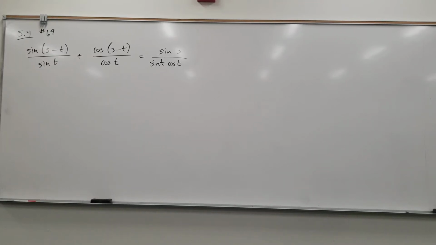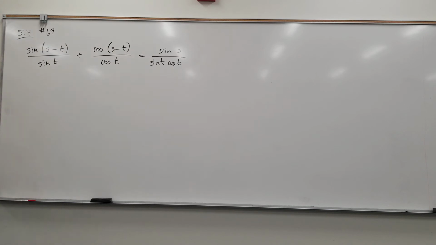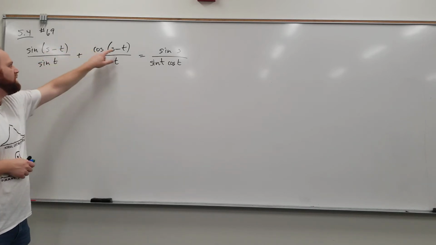5.4, number 69. So here's the identity that we have to prove. Definitely the left-hand side is more complicated than the right-hand side. That's where I'm inclined to start. Plus I've got these difference formulas that I can use for sine and cosine.